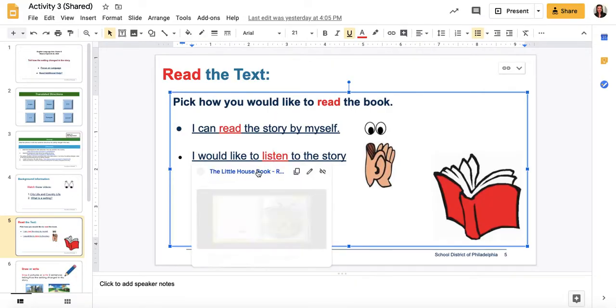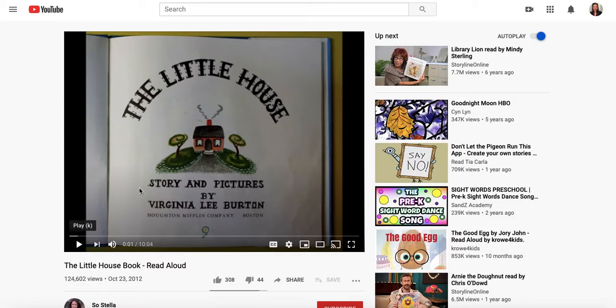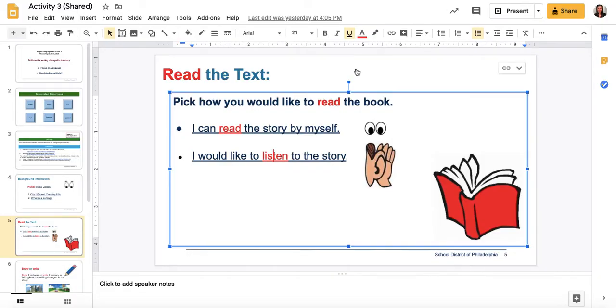Or if you want to listen to the story, you can click on the YouTube link, which is also the same read aloud that I shared on Monday to get you familiar with the story. You can also just go to YouTube and search The Little House Book Read Aloud. So those are your options if you need to listen again to the story. If you do need to do that, I suggest taking a moment to pause this video, and then you can come back later and finish the rest of the lesson with me.